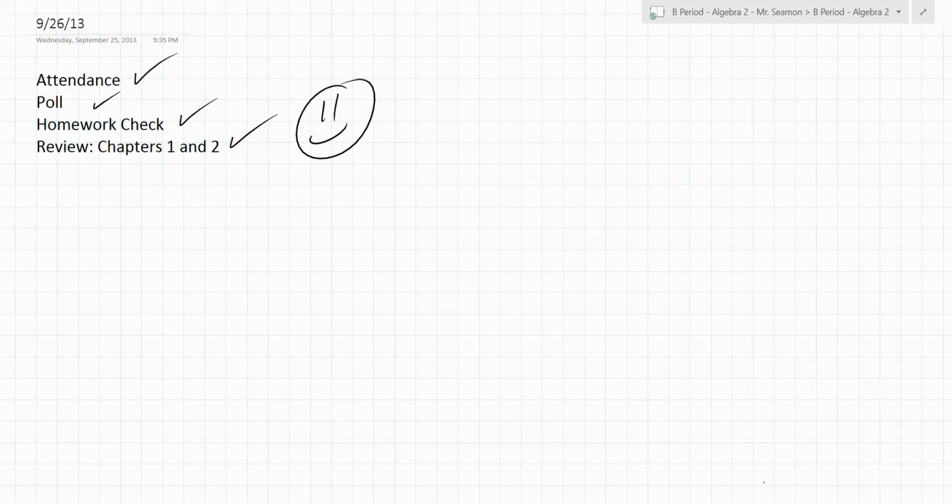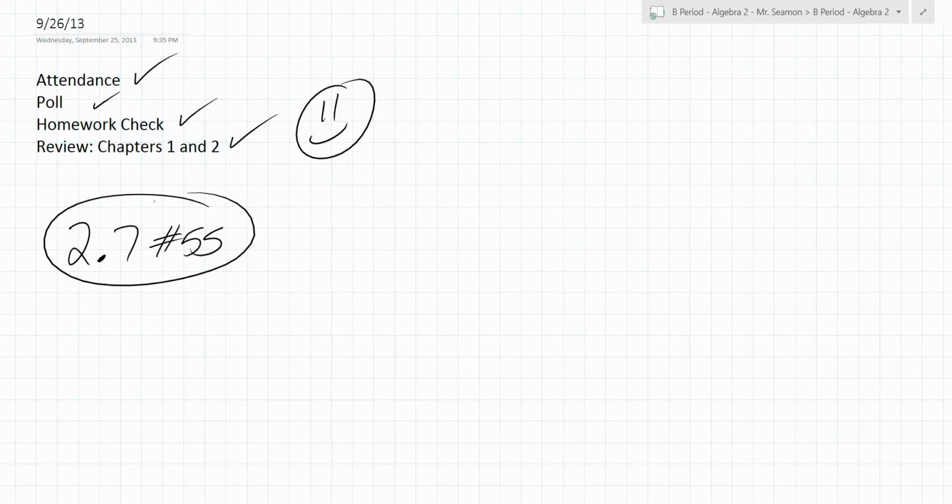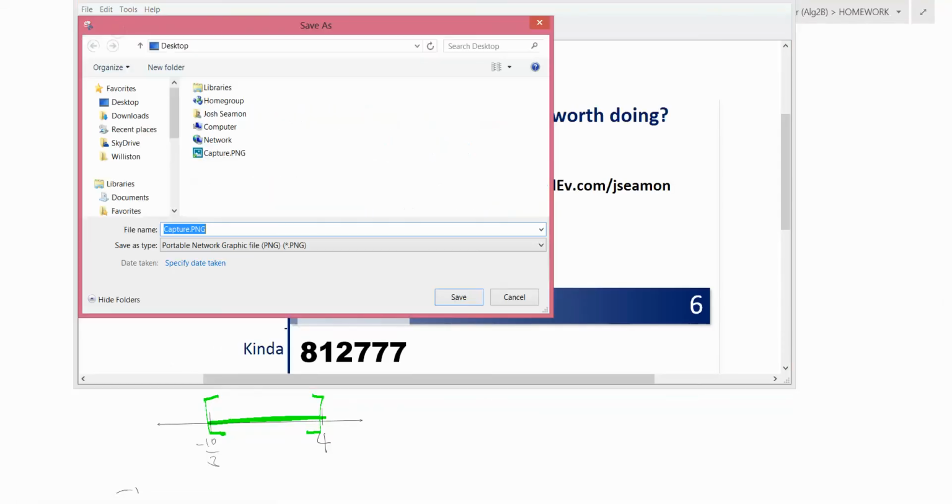Oh my gosh. Okay, here we go. What do you got? Which one do you want to talk about? Whose hand? Oh, we got Kelly jumping out. No, this is 2.6 or 2.7? 2.7, number 55. Who did 2.7, number 55? Dev did it. Okay, yeah, I like this.